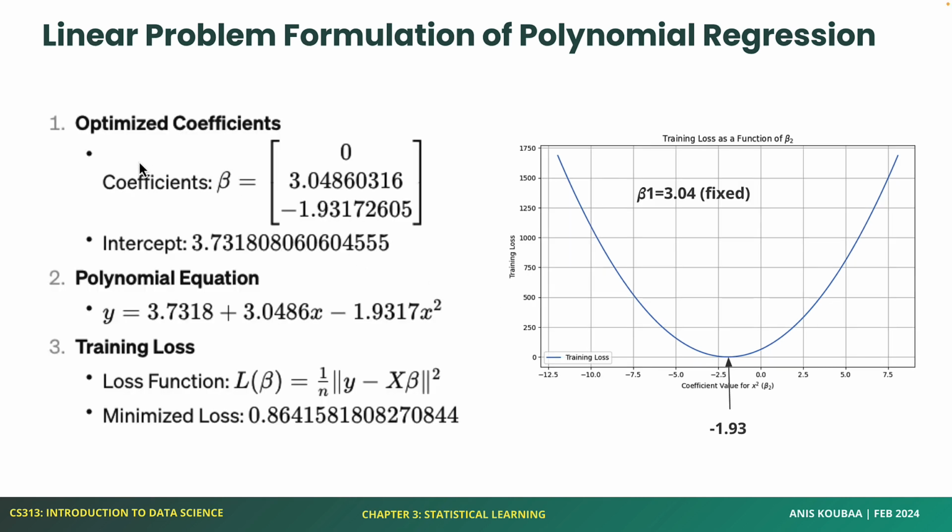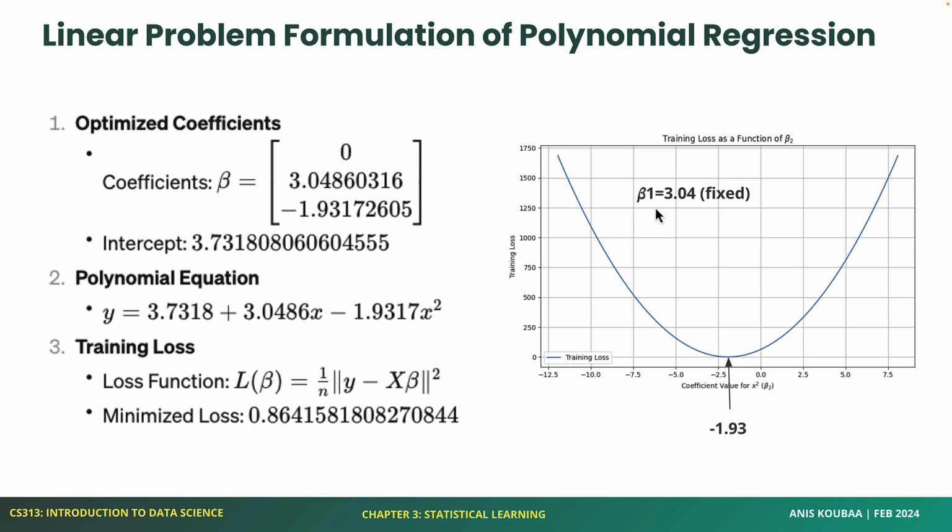Look now. When we solved the problem, we found that beta 0 was 0, right? Okay? And this one 3.04. Yes. And this one minus 1.93. What is minus 1.93? It's this value. Look at this. Minus 2.5. So I am here at almost -2.